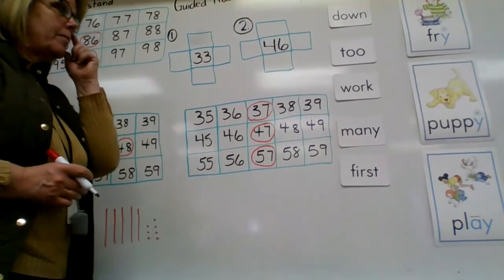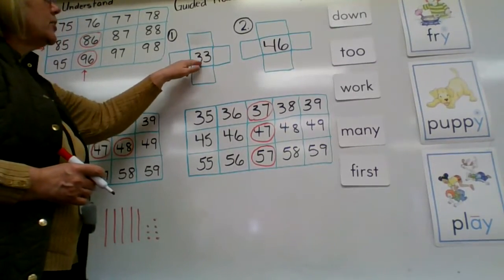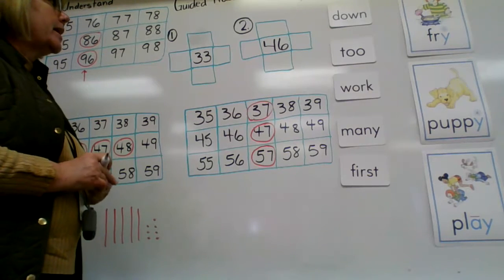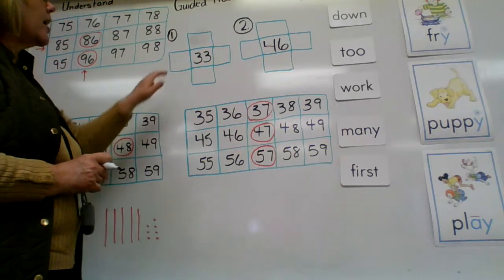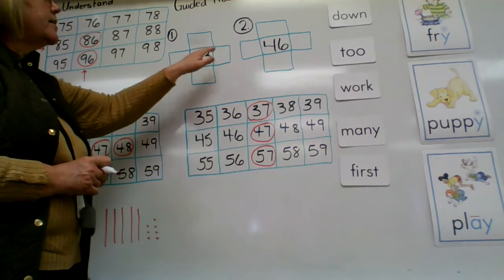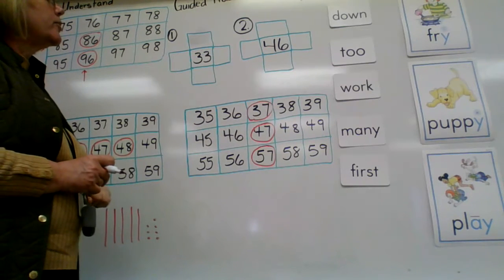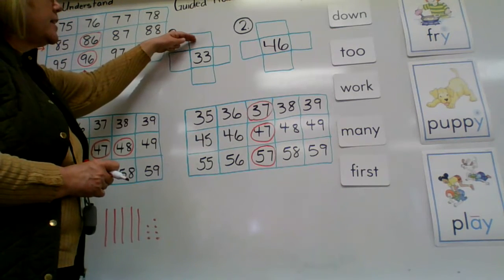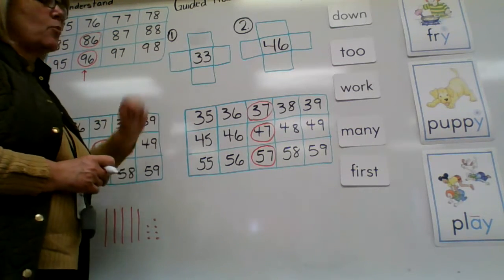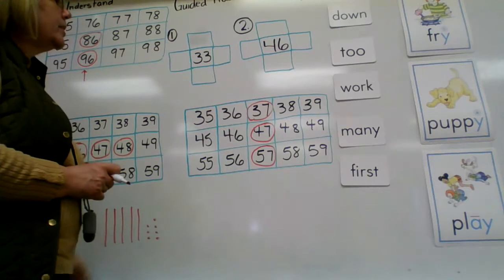Here's problem 1. So we are looking at the number 33. So we want to find the numbers that are 1 less and 1 more than 33, and we want to find the numbers that are 10 less and 10 more than 33.